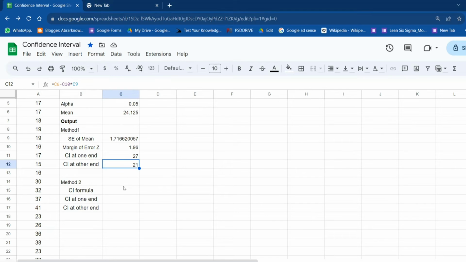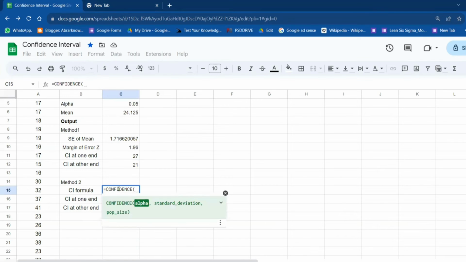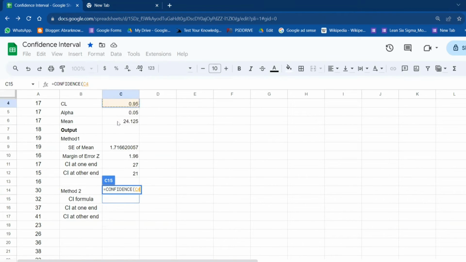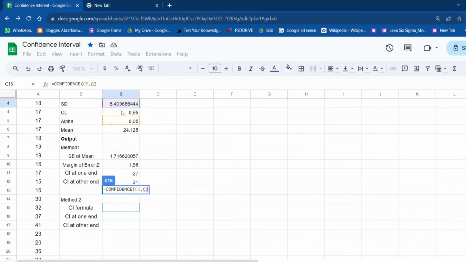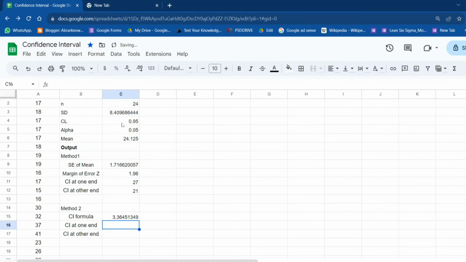Okay, and similarly method 2 is quite straightforward, very straightforward, and you can directly get it here. CONFIDENCE, alpha, we know the alpha value 0.05, comma, standard deviation. Standard deviation also we know, comma, and then population size. And we have taken 24, right? Okay, give enter. So this is the value we have got.